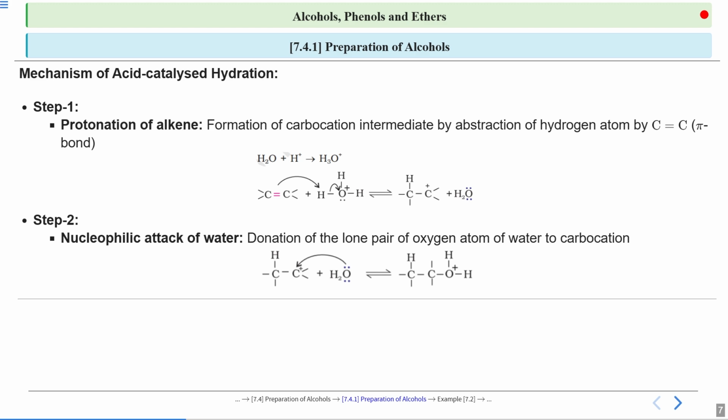Okay, so here what will happen? The lone pairs of the oxygen will shift to the positive charge of the carbon. This carbon will get satisfied, its electron distribution will get satisfied, but here the O will get a positive charge when it attaches to that carbon.